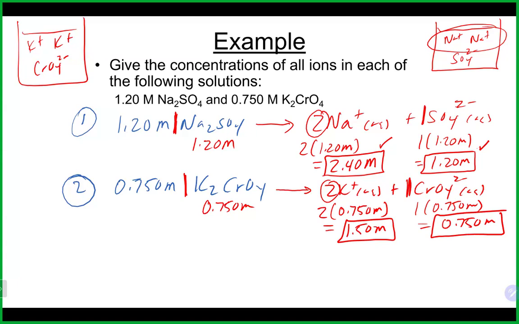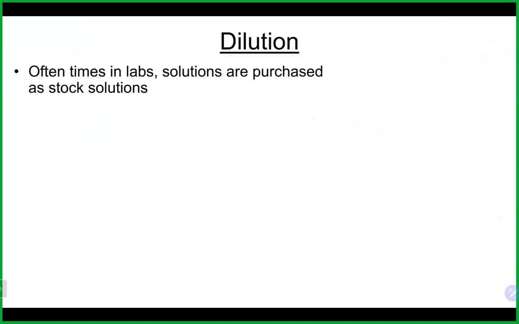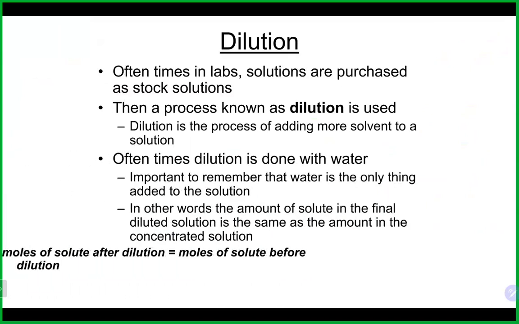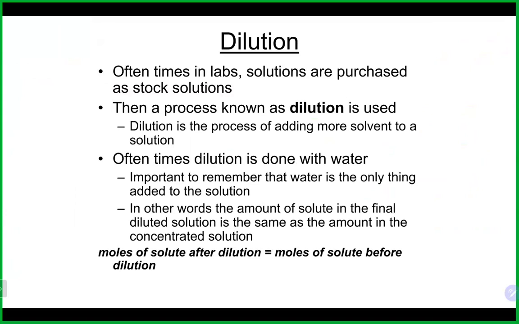About molarity, we also talked about molarity of ions. We're going to talk about a very common process that we talked about last time and the calculation that goes with it. A lot of times solutions are purchased as what are sometimes referred to as stock solutions, which are really concentrated solutions. And oftentimes when you want to use them, you have to do the process known as dilution, where we dilute those stronger concentrated solutions down to a more manageable molarity.